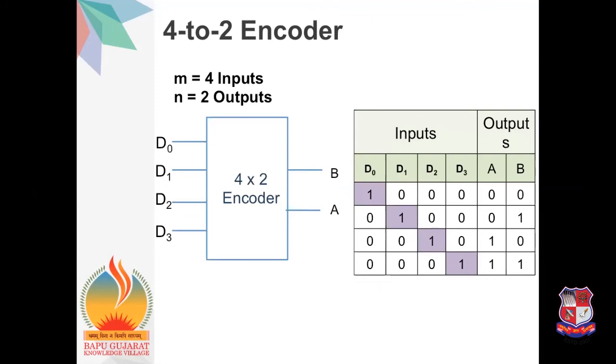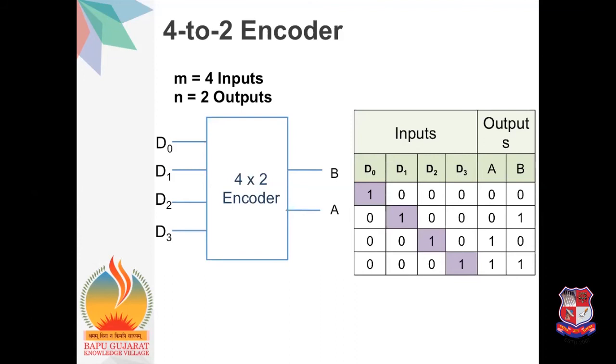D2 or D3. Same way, the logic expression for the B output can be easily found from the function table. Here also 2 times 1s occur in the column of B. The first one occurs whenever D1 is activated and the second one occurs whenever D3 is activated. So the logic expression for B is D1 or D3.